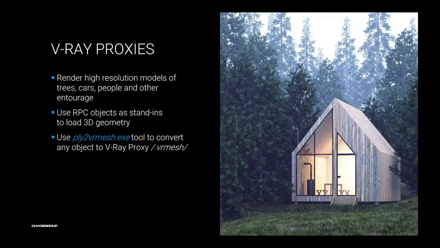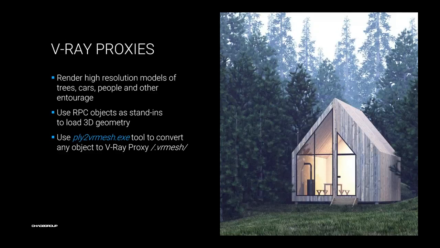Along with the V-Ray for Revit installation comes a tool named Poly to VRMesh. It can be used to convert high poly models, like, for example, OBJ format into VRMesh file format. Thus, you can convert basically any object into VRMesh and use it in your renderings.